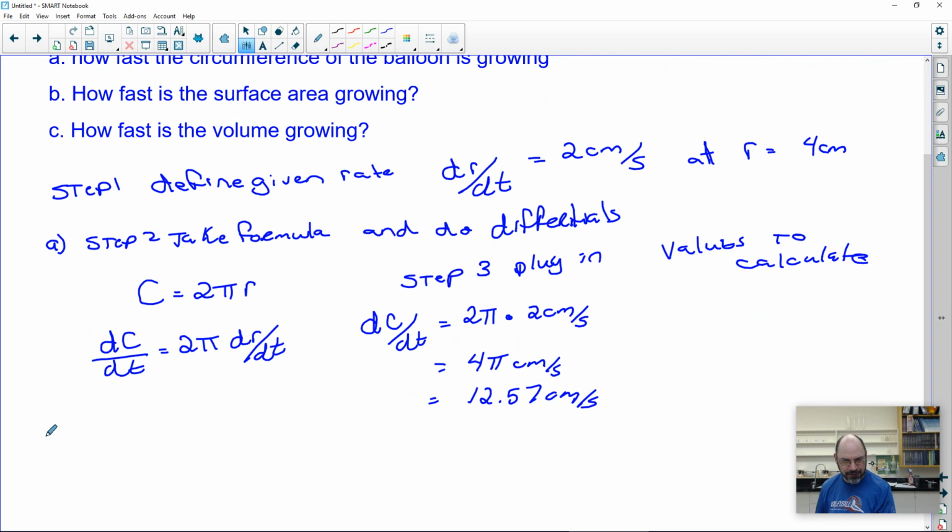Okay, so B. Let's do our 3 steps. Okay, we've identified what the rate is up here already, so we're going to leave that. But let's do our second step. Write the formula for surface area. Okay, the surface area of a sphere is equal to 4 pi r squared. So now we're going to have to do differentials with surface area and r here.